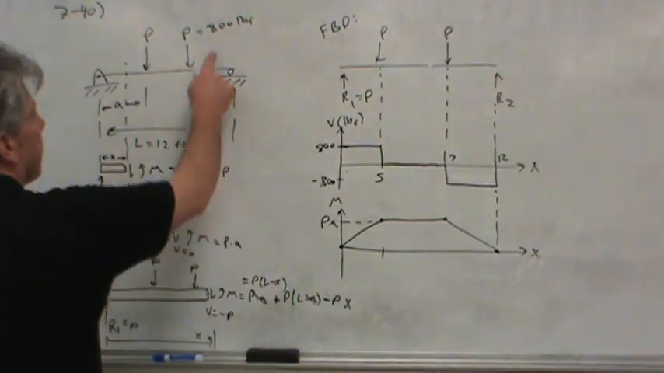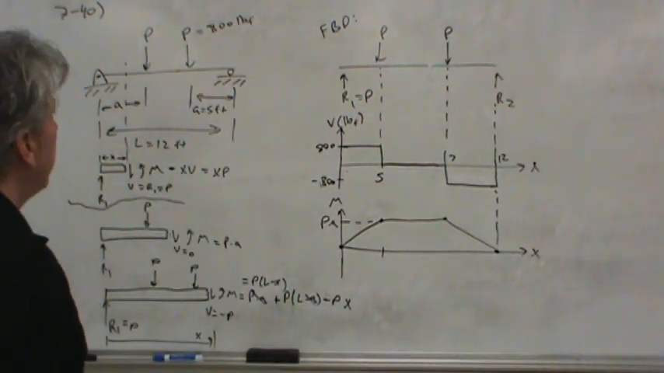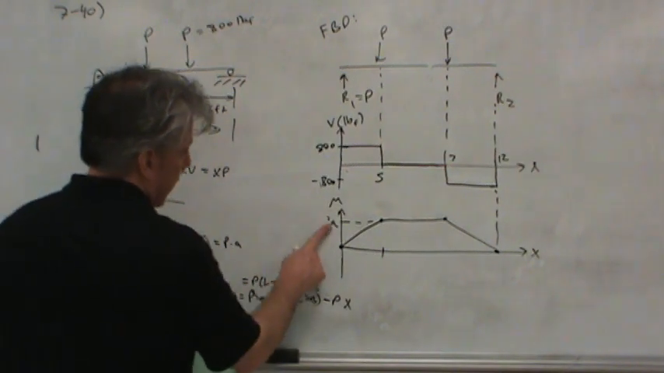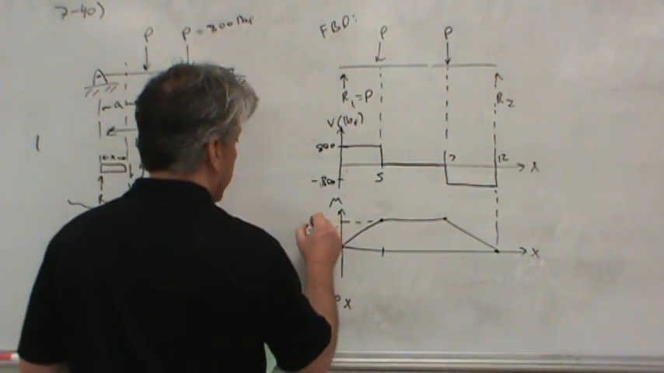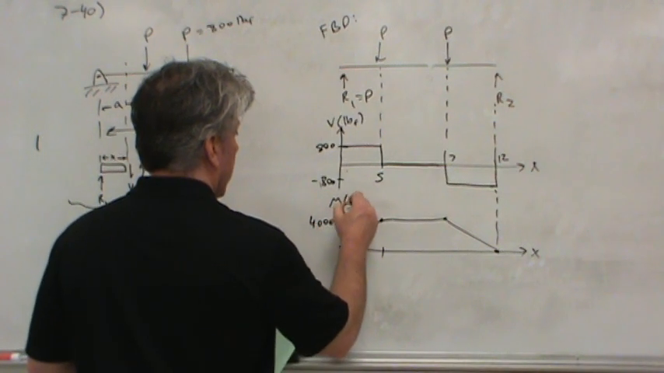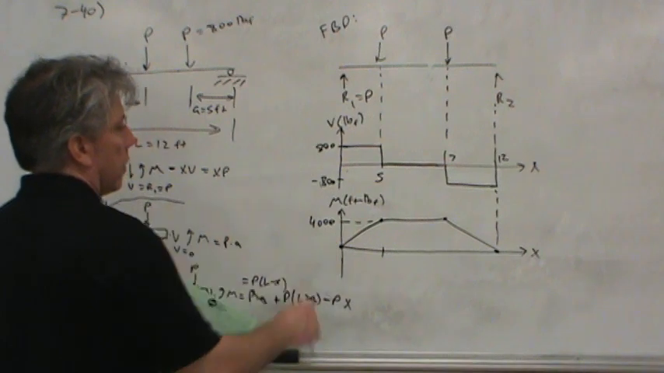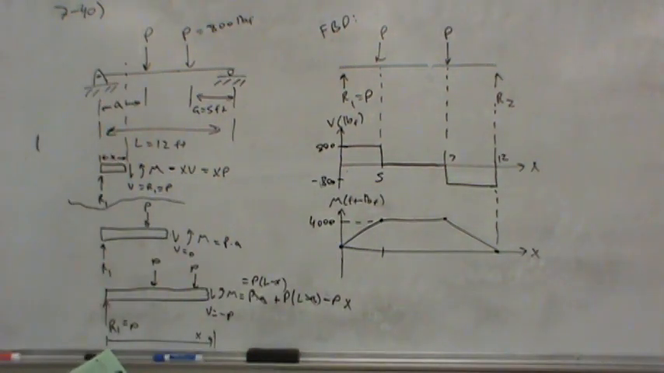What about P times A? Well, since A is 5 feet and P is 800, just multiply the two together, and you'll find that the maximum moment is 4,000 foot-pounds. And that's it. Now we've answered all the questions. We've got a proper shear and moment diagram for our beam.